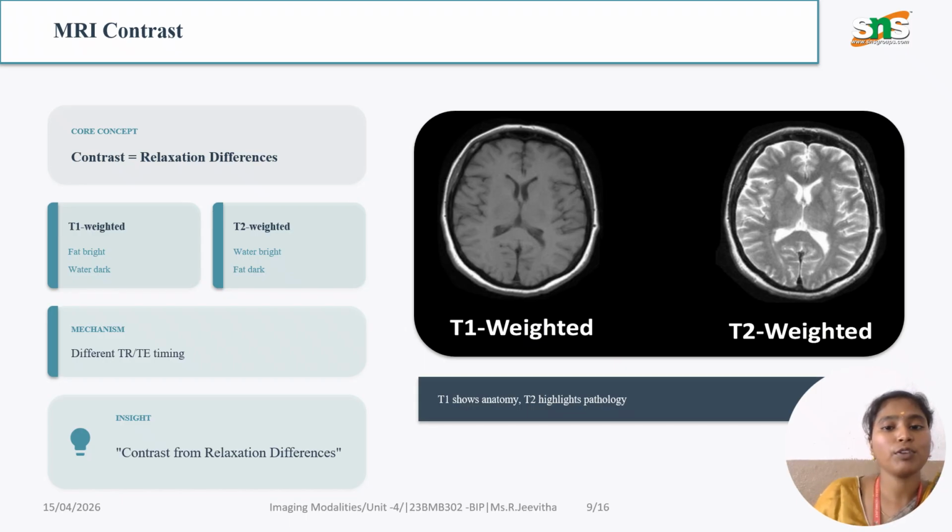So the signal comes from atomic level behavior. That's why MRI gives excellent soft tissue contrast. MRI contrast depends on the relaxation. There are two types of relaxation. One is T1 weighted: fat looks bright and water looks dark. T2 weighted: water is bright and fat is dark. The mechanism is controlled using TR and TE timing. T1 is used for anatomy, T2 for pathology. So doctors use both for diagnosis.